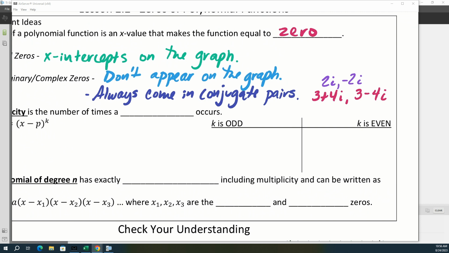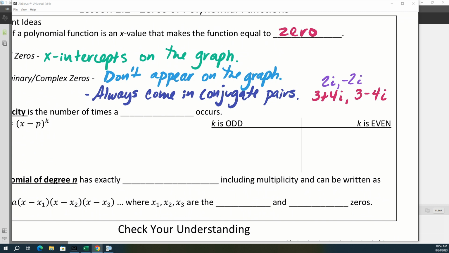Now, I have a feeling this is going to come up again, and I'll give you a better lesson on conjugates, but for what you need to know for today, if 2i is the solution, then negative 2i also has to be. If 3 plus 4i is a solution, 3 minus 4i has to be a solution. They come together.